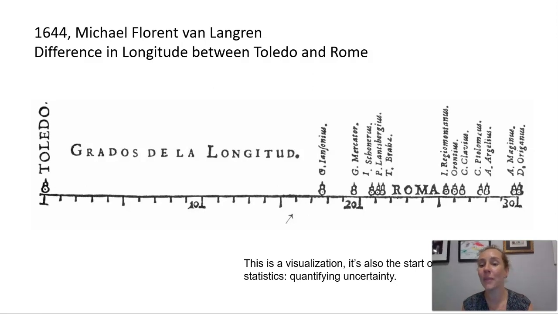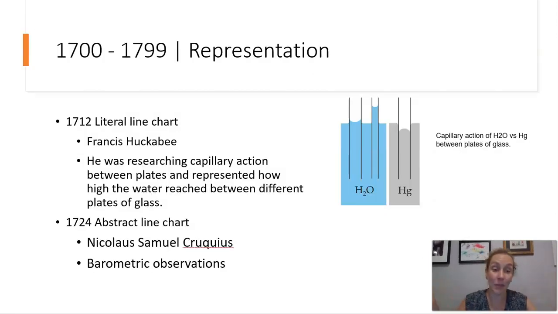Cool. Okay, so that's about all that happens in the 17th century. The 18th century is all about representation. One of the first visualizations in our suite of visualizations is the line chart. You use a line chart for literally everything. And the 18th century gave us line charts.